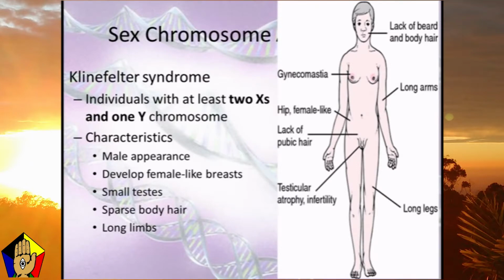So they have male appearance. They develop female-like breasts. They actually have small testes for development. They're usually really tall, but they have feminine characteristics. Gynecomastia means they have breast-like tissue. They don't grow facial hair very easily. And they find this is pretty common. They just have that extra X, which gives them more of a feminine characteristic. And they're usually really tall.